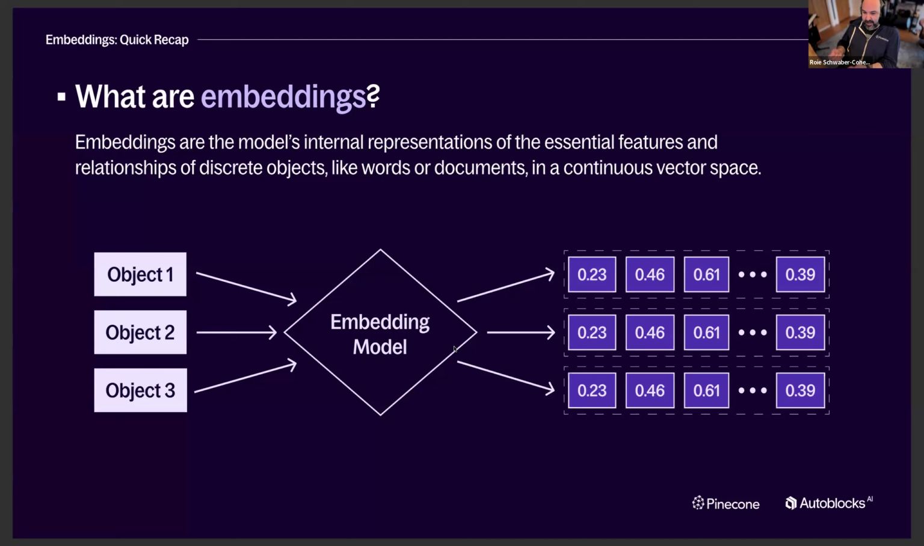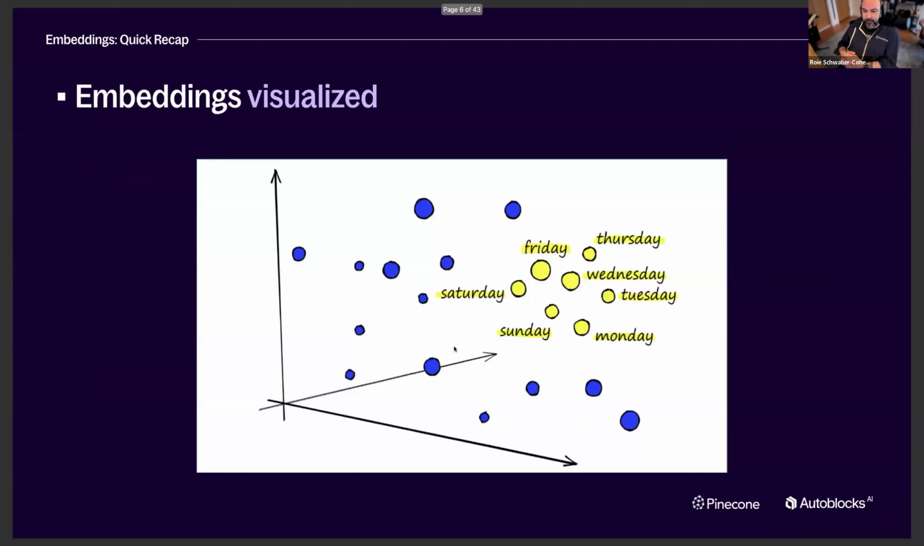Basically, the essence of this term embedding means that we're taking those relationships that exist between these objects, and these objects can be things like words or documents or images, and we take those relationships and we represent them in vector space. We're embedding them, essentially. We're taking them from one space and we're embedding them into another space. Let's go to the next slide.